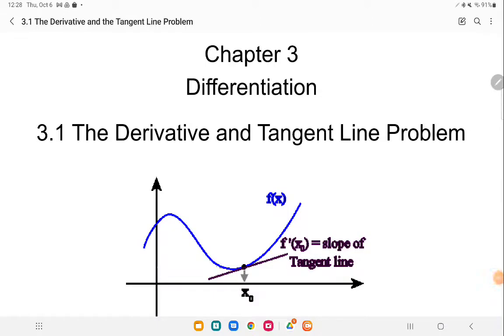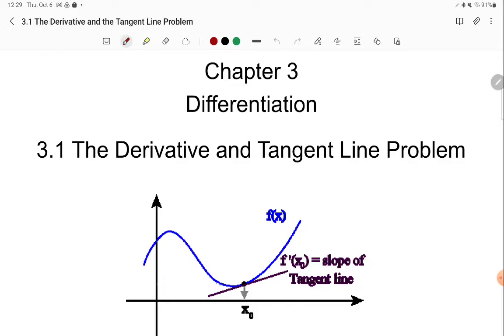In this video, we're going to be taking a look at 3.1, the derivative and the tangent line function. And we're going to get to what the tangent line is. So that's an example of the tangent line and how it ties into the whole idea of the derivative.